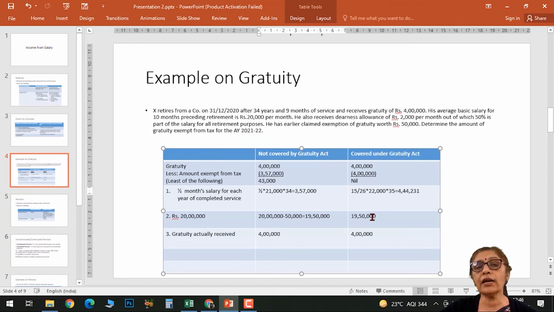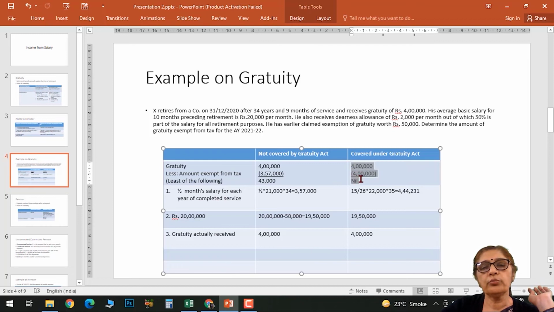And if you are not covered under the Gratuity Act, then we have this 4 lakhs 44, 19 lakhs 50,000, and 4 lakhs. So the least happens to be 4 lakhs. See, the actual amount becomes exempt. And that's why it's essential for us to always have the actual amount as a part of the figures considered for the purpose of finding out the exemption. So taxable would be nil. So here gross salary would be just basic and DA. Here we have basic, DA and also commission.